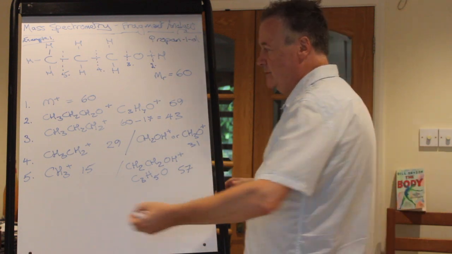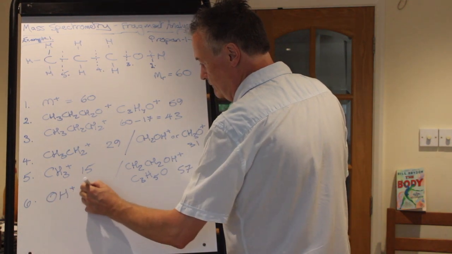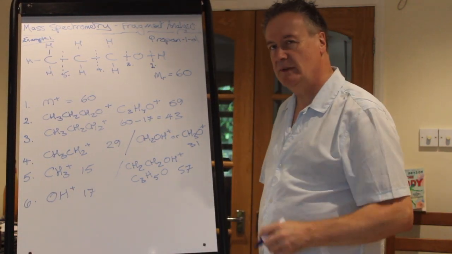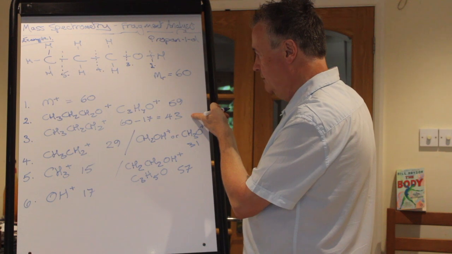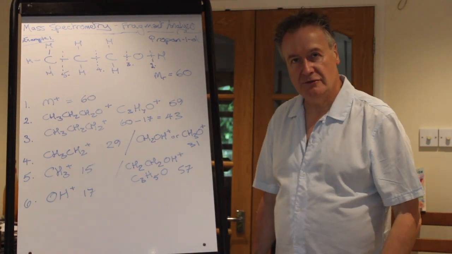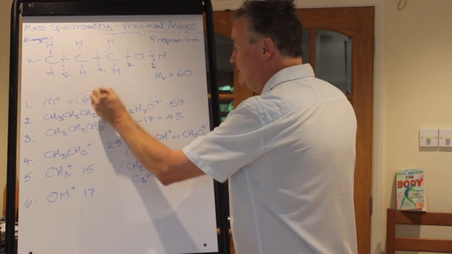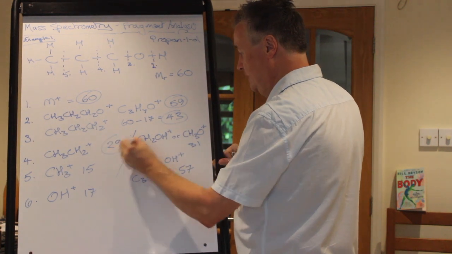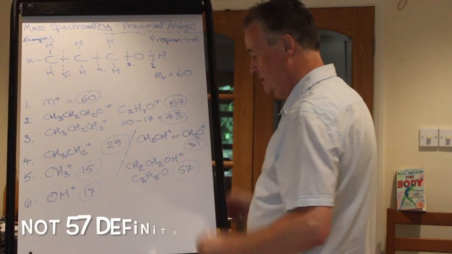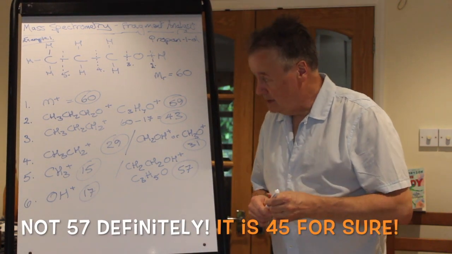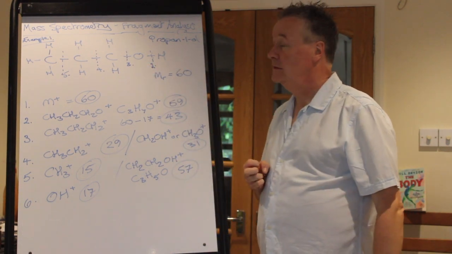That also means missing from that is OH plus at 17, which tends not to be a particularly visible peak. So that's the companion one to doing this. And you never detect hydrogen plus, it's just too small. So, therefore, 60, 59, 43, 29, 31, 15 potentially, 17 potentially, and 57 definitely. So that gives you the origin of a number of peaks that you could get from propan-1-ol.